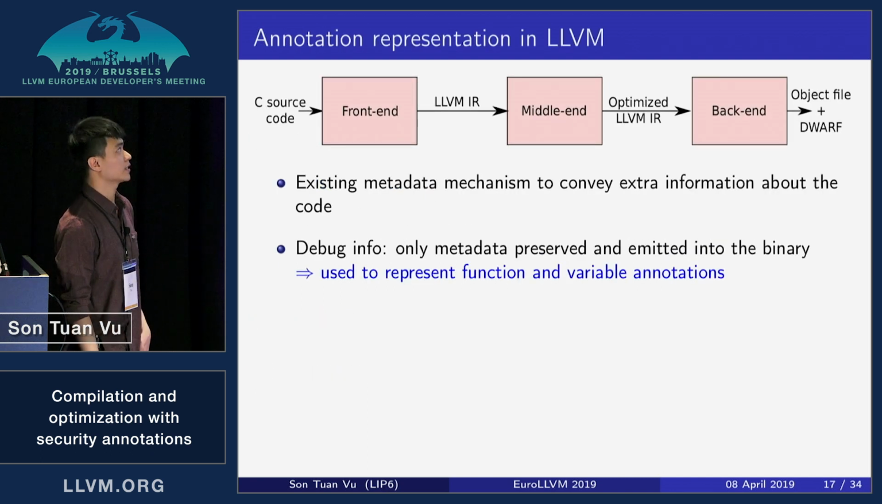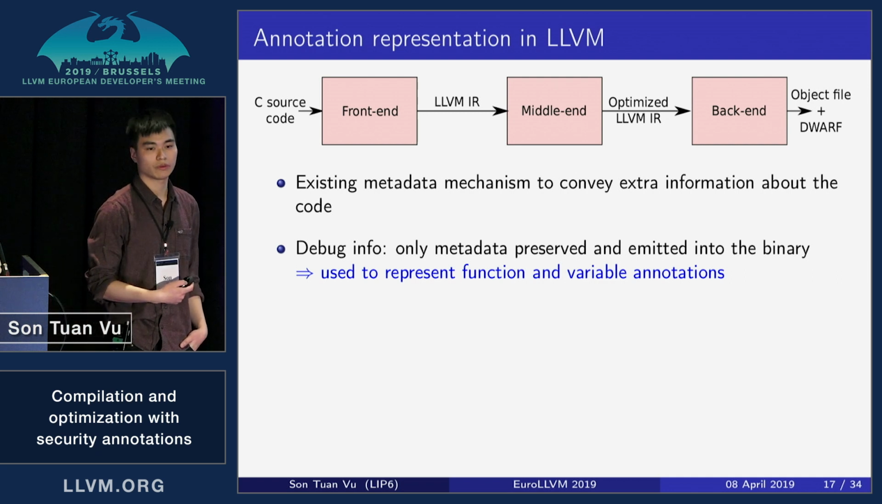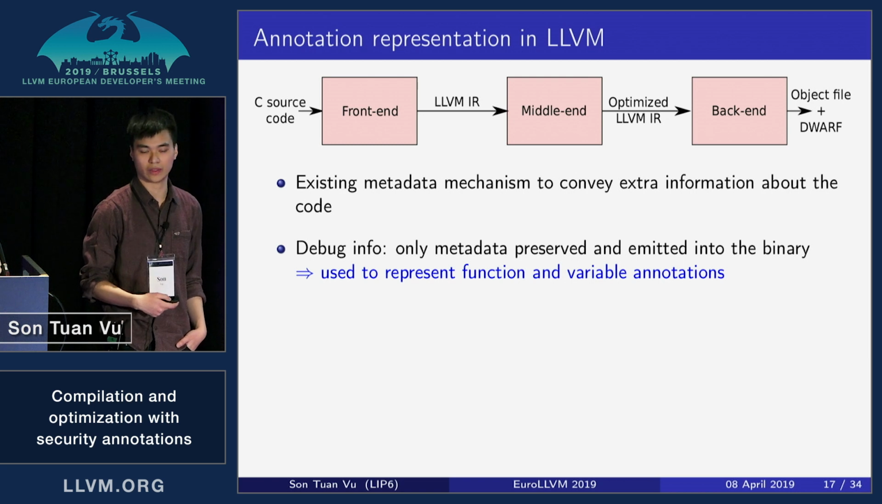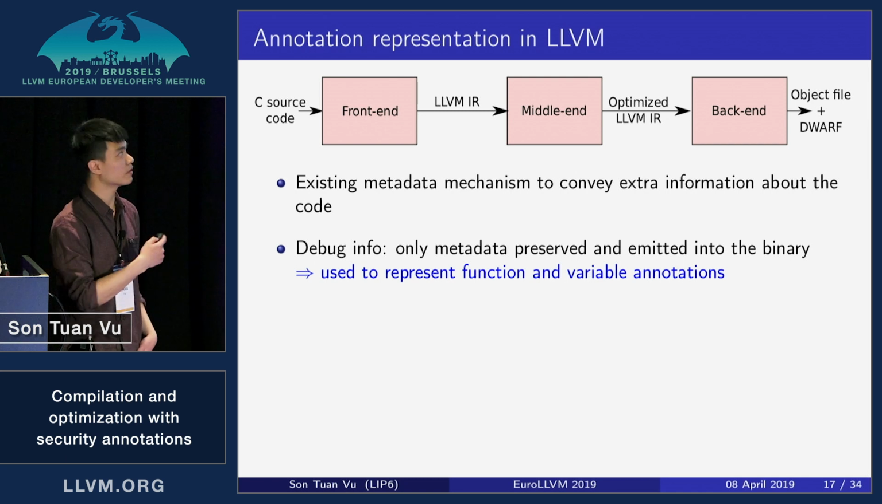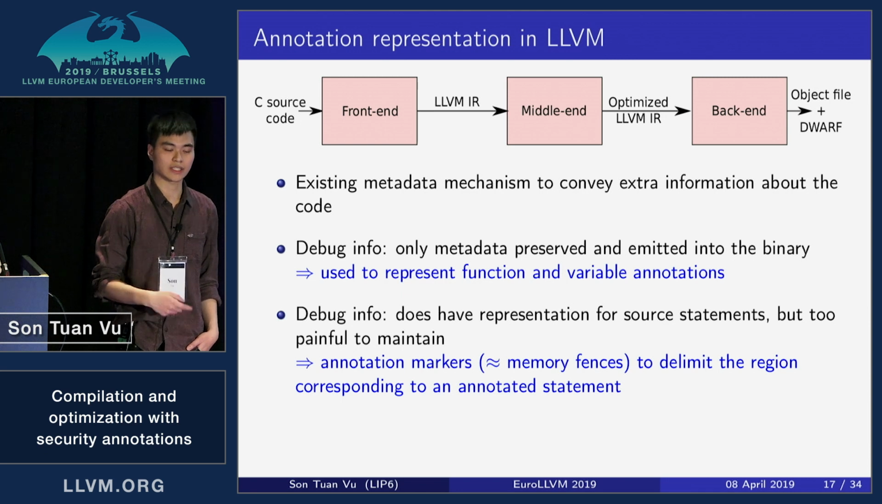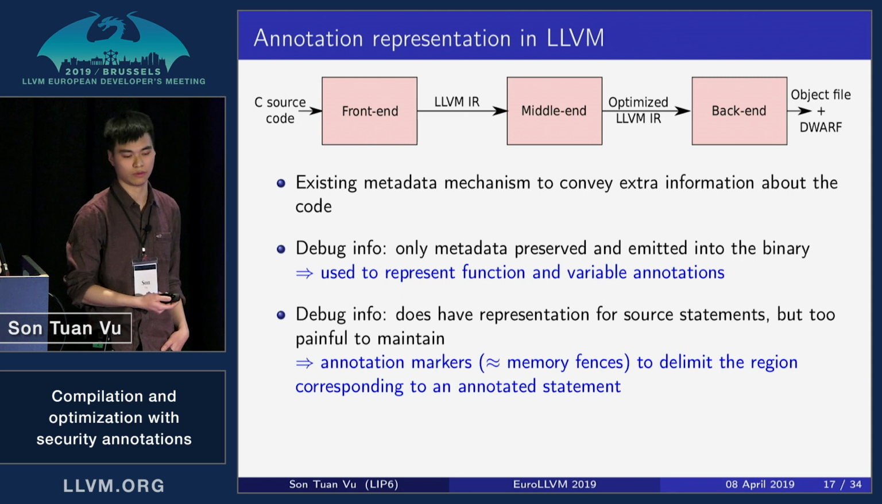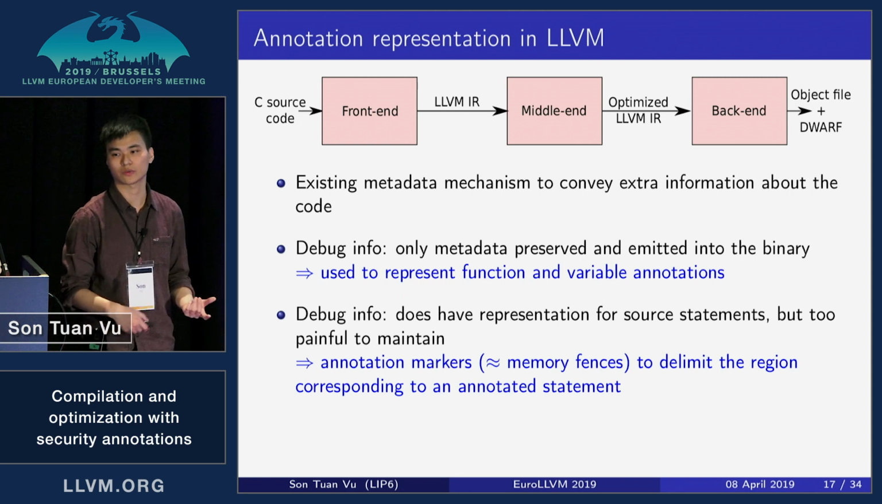LLVM already provides a metadata mechanism, and debug info is also implemented using this mechanism. It's even the only metadata that is preserved and emitted into the binary. So we're going to reuse it to represent function and variable annotations. As for statements, although debug info does have a representation for it, it is too painful to maintain. So we're going to use annotation markers to delimit the region corresponding to an annotated statement.